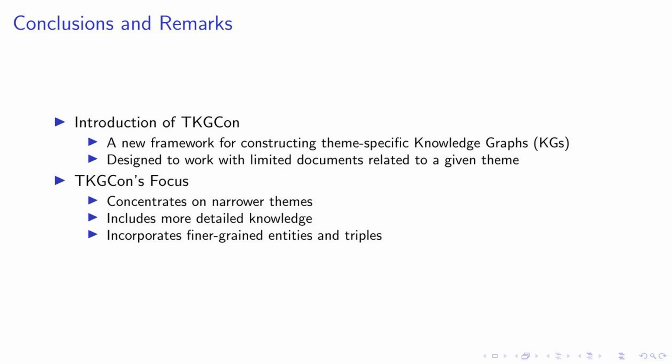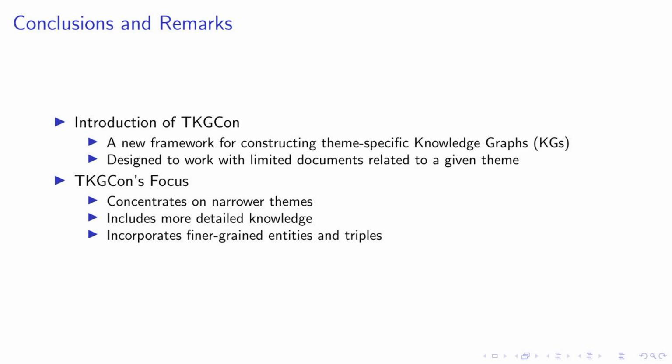Moreover, TKG-Con goes beyond the surface. It includes more detailed knowledge, incorporating finer-grained entities and triples. This means that even the most minute details, often overlooked in previous KGs, are captured and represented. For example, in a theme-specific KG about EV batteries, we don't just say, EV batteries are used in electric vehicles. We go further, specifying that deep-cycle batteries provide continuous electricity for electric vehicles like forklifts. In essence, TKG-Con is about depth, detail, and specificity. It's about capturing the long-tail knowledge that makes each theme unique.